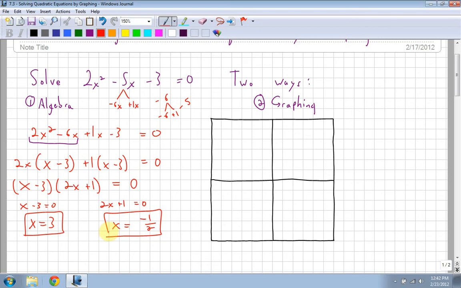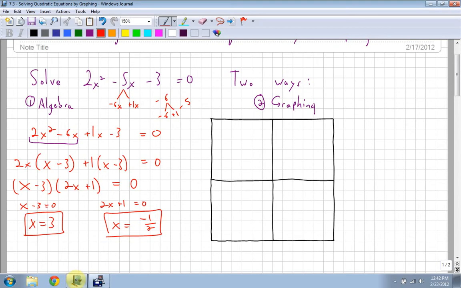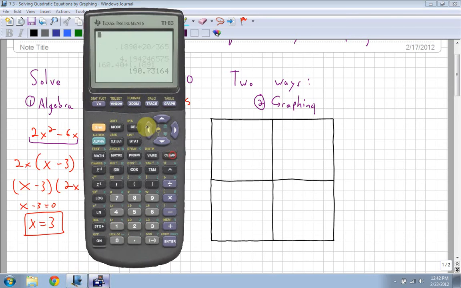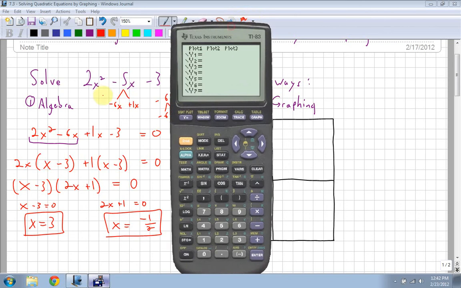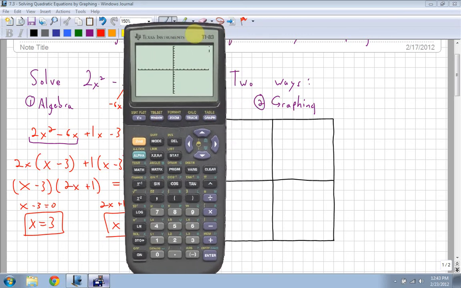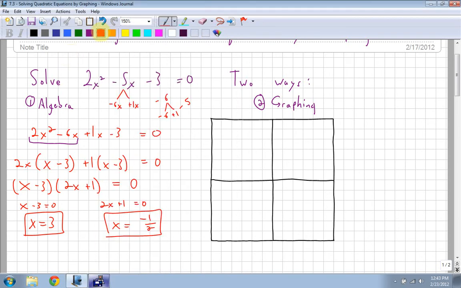The next way that we're going to learn is solving by graphing. So I bring up my graphing calculator, and I go to my y equals window, and I plug in this graph right here, my 2x squared minus 5x minus 3. Make sure my window settings are set. Yep, they're good. Okay, so that's pretty good. I get a picture of the graph that looks something like that. I can copy that into my window.